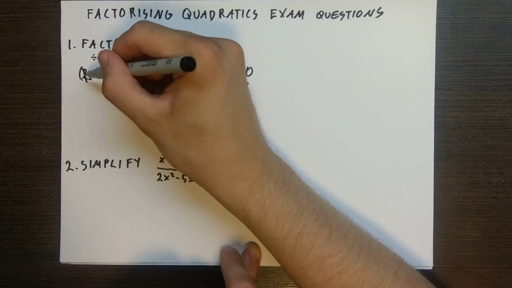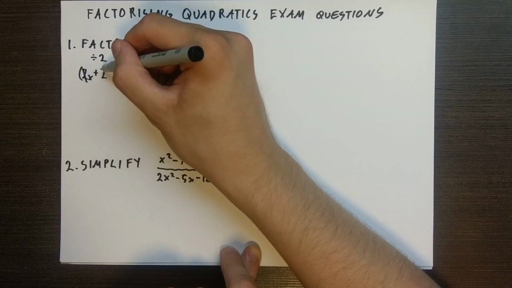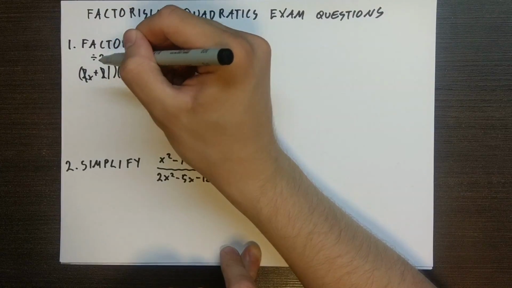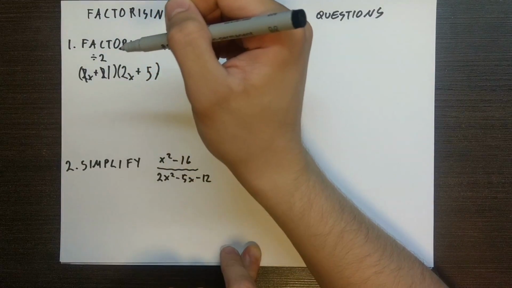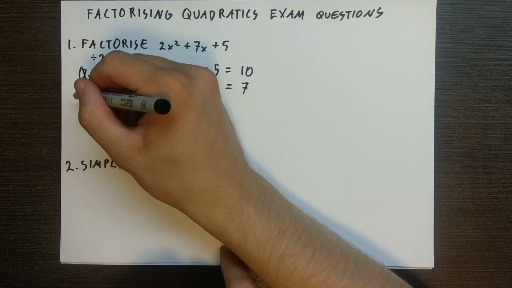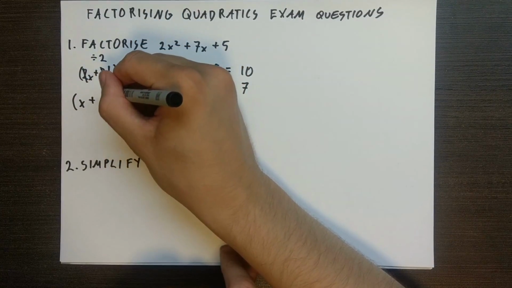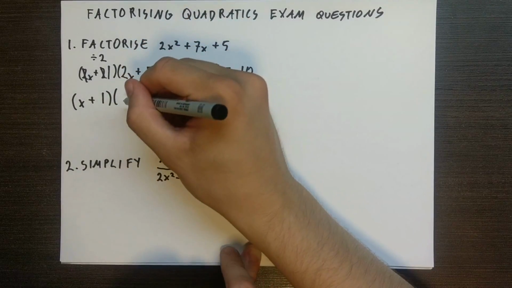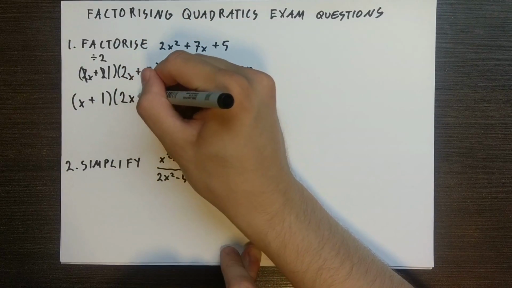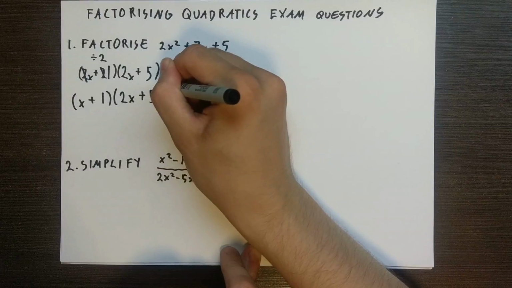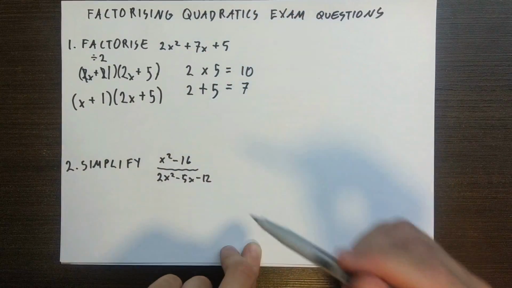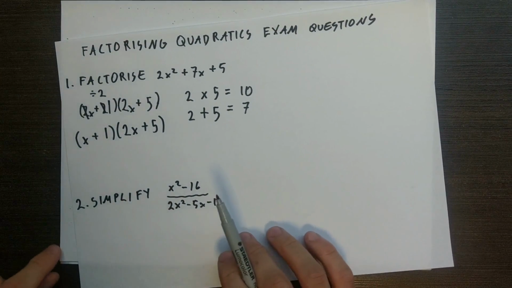So we divide this part by 2, which gives us x, and we divide this part by 2, which gives us 1. Now, let's rewrite this, and this is what we get. This is our answer: x plus 1 multiplied by 2x plus 5. So this is our answer to the first question.